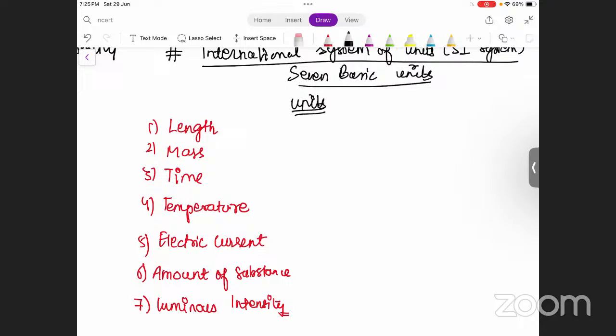So quickly write the units for the same if you know. One by one, you have to tell what is the unit for length. Yes, what's the unit for length? Okay, candela is the unit for luminous intensity.